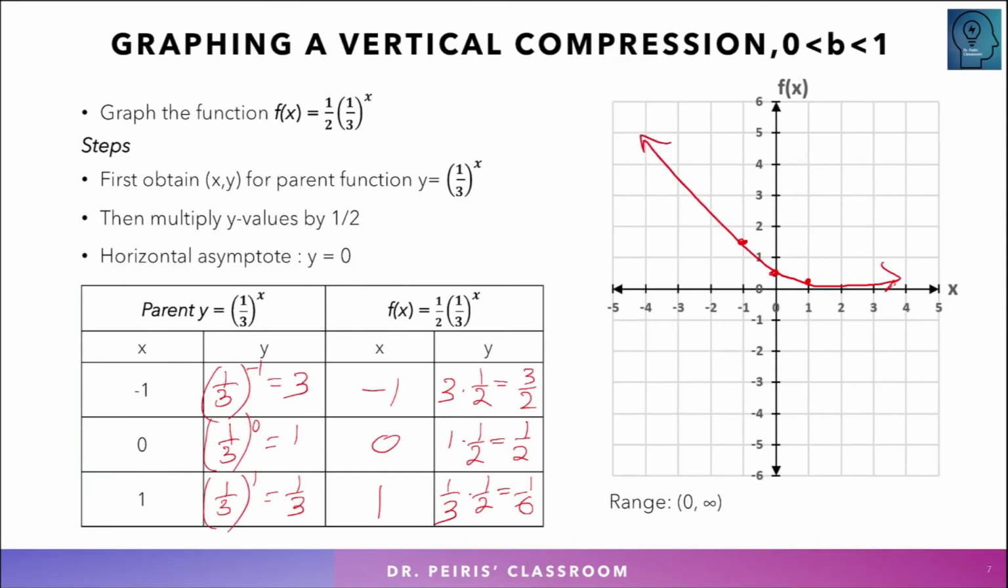So this is how we do the vertical compressions and the stretch compared to the parent function. It is always easy if you find the coordinates for the parent function and then think what happened in the given transformation. Does that affect the x or the y? And depending on that, you change the x and the y values of the parent function.